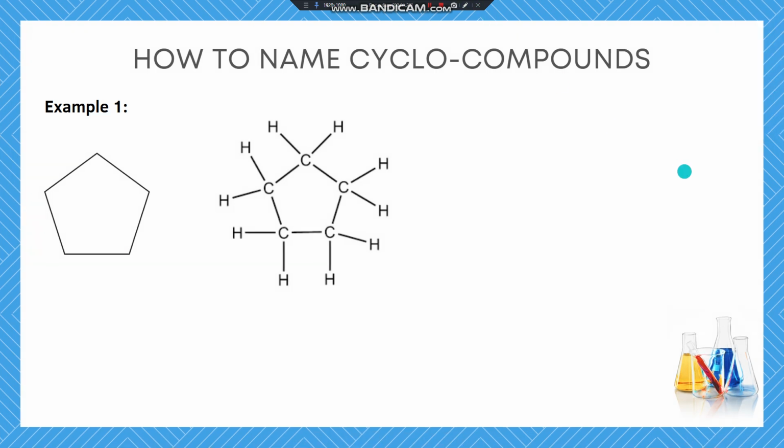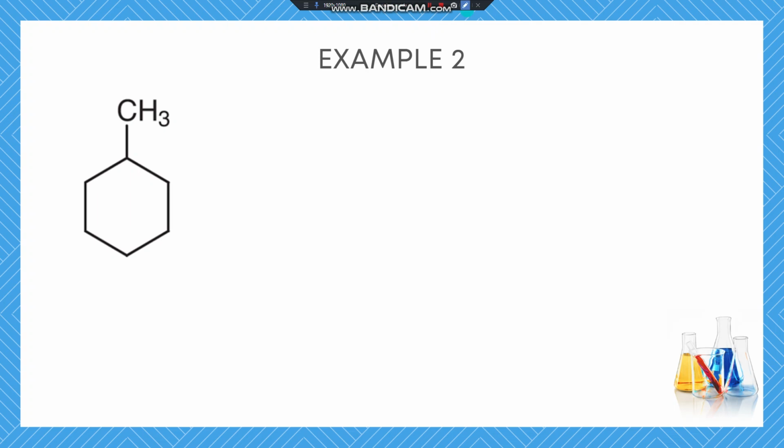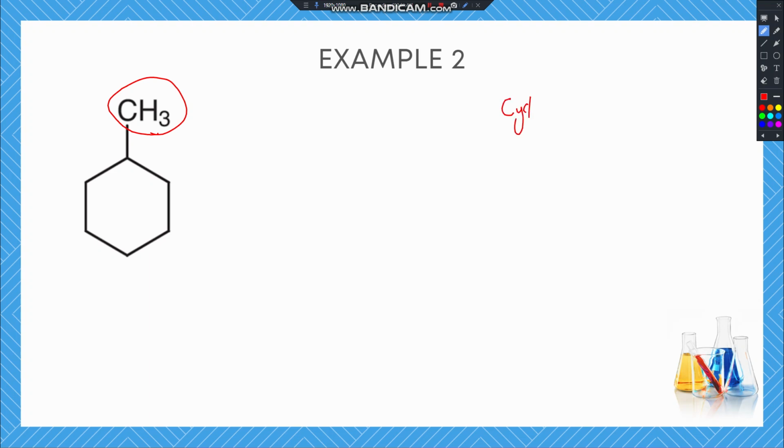So having named that, let's proceed to the next thing that we have. We have another example over here. Now, this example shows us that we have a branch, not just a cyclic compound. We have a branch over here. So what do we do? First of all, we have our prefix, which is cyclo. Now, how many carbon atoms do we have? 1, 2, 3, 4, 5, 6. We have 6 carbon atoms. That tells us that we use the name hex. And since it is an alkane, we have hex plus ane, which is hexane.